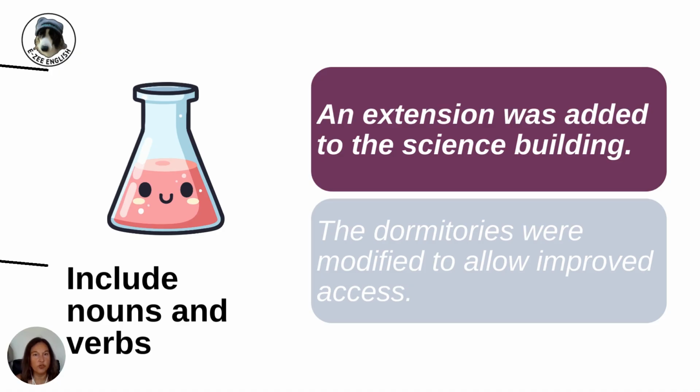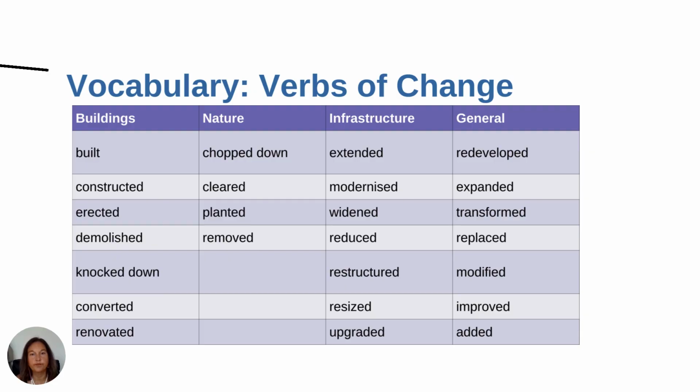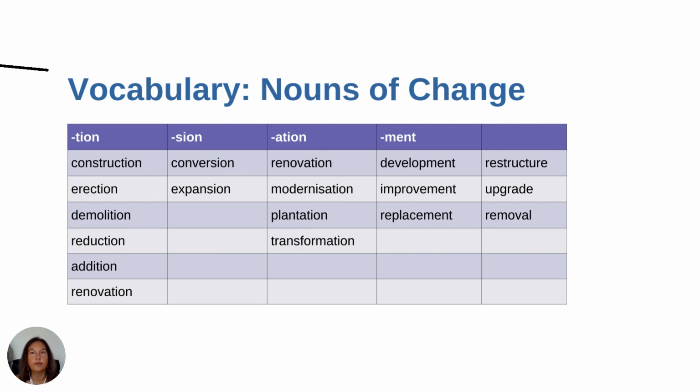Remember to use a mixture of verbs and nouns for variety and try to include some adjectives. Variety is key for your vocabulary score. So instead of just saying changed, this changed, that changed, use specific categories. For buildings, use erected or demolished. For nature, you can use chopped down or cleared. For infrastructure, use widened or modernised, and all of these general words can be used too. This will show the examiner that you have a wide range of English.